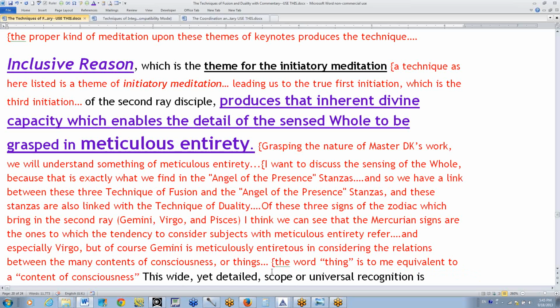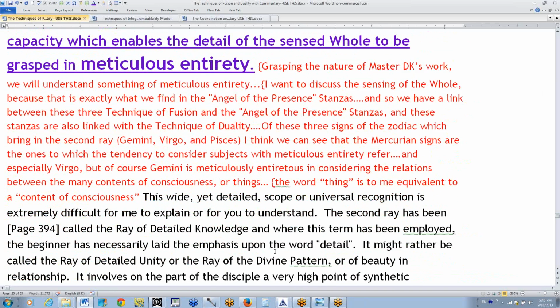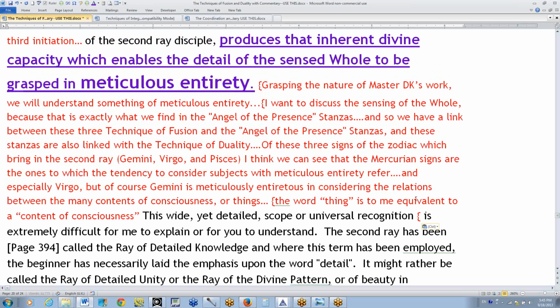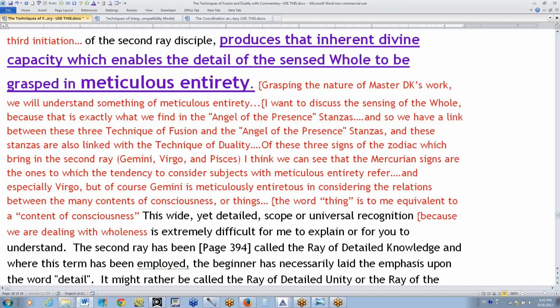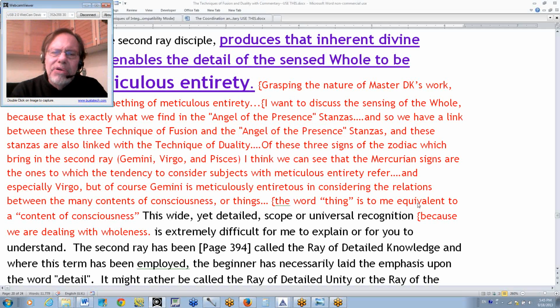This wide yet detailed scope of universal recognition, because we're dealing with wholeness, is extremely difficult for me to explain or for you to understand. I suppose if we are engaged in this type of pursuit, it's easier to understand. If we are avid, faithful, consistent readers of the Tibetan's books, and if we are determined to understand and to correlate the many facts and factors presented with each other, we will begin to understand something about the breadth, the detail, the scope, the universality of this type of recognition. And of course the law of analogy will help us here.